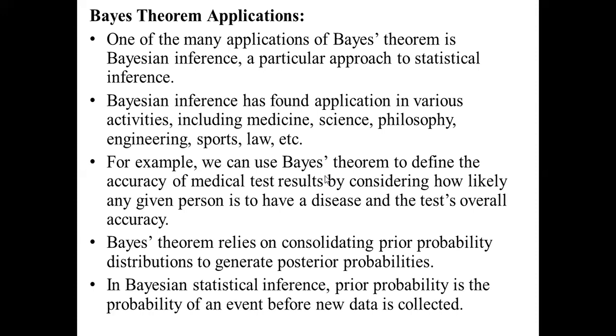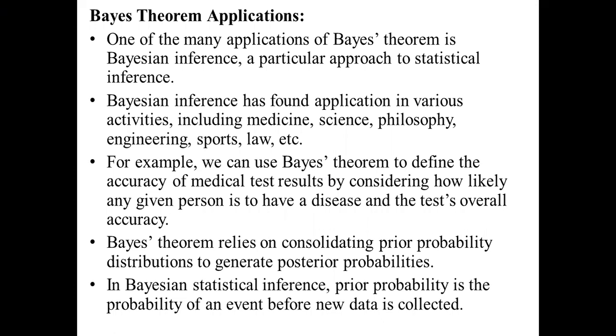So in basic statistical inference, prior probability is the probability of an event before new data is collected. Okay, so prior probability is that of an event before we collect new data. That is, before collecting the new data, if we are predicting, then that is called Bayesian inference.